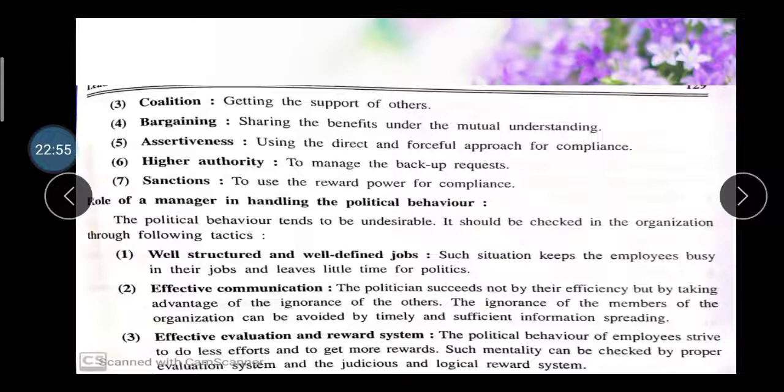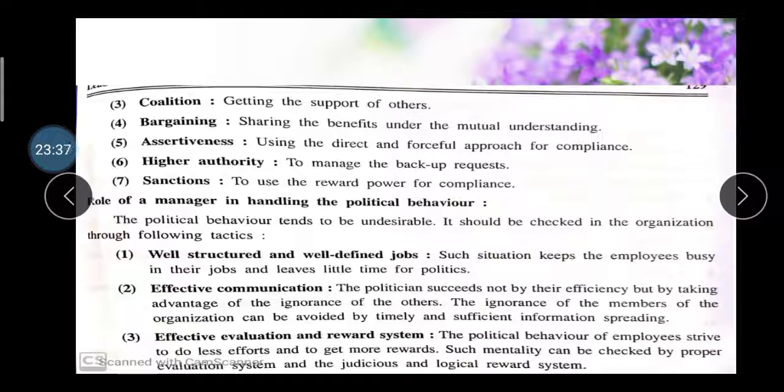Then what is the role of the manager in handling this political behavior? If political behavior exists in the organization, what is the role of the manager to reduce this type of behavior? First one, well-structured and well-defined jobs. When new employees and alumni employees come into the organization, you have to define their jobs. Such a situation keeps the employees busy in their job and leaves little time for politics, so they have to continue with their job.